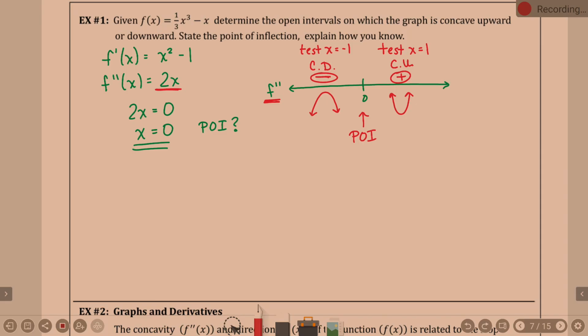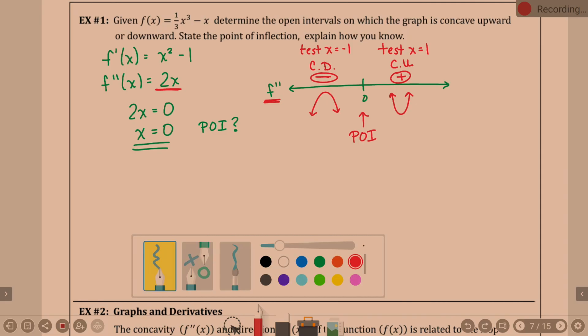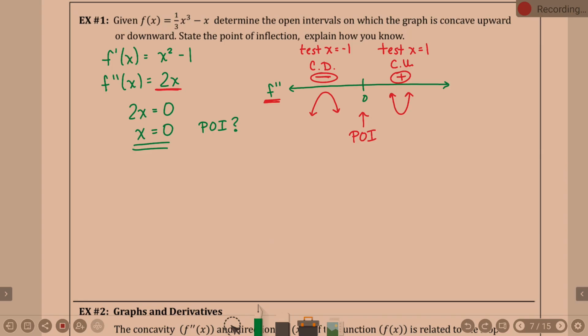Facts to write down. They asked about concavity, on which intervals the graph is concave up or concave down. I'm going to refer to the graph as f of x. f of x is concave down. And what interval is it concave down on? Negative infinity to 0. I'm just using a parenthesis because at 0 it's not considered concave up or concave down.